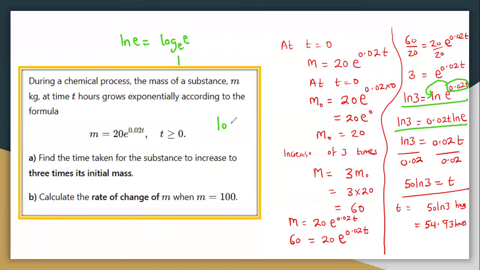So in logarithm, this power can be dropped here and you get 0.02t times log of e. But this log of e is the natural log we have, so log of e is 1. So you remain with 0.02t times 1, which is 0.02t. I've got it. Okay.